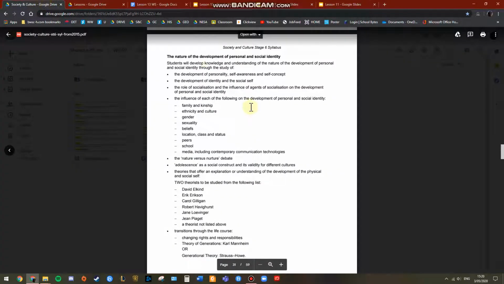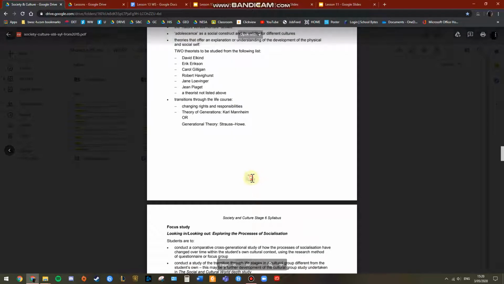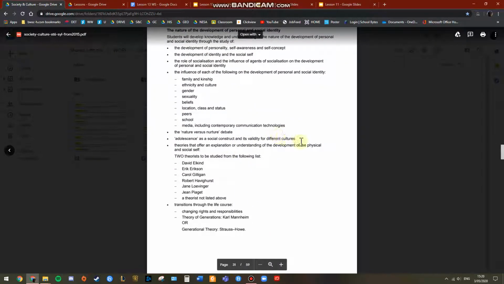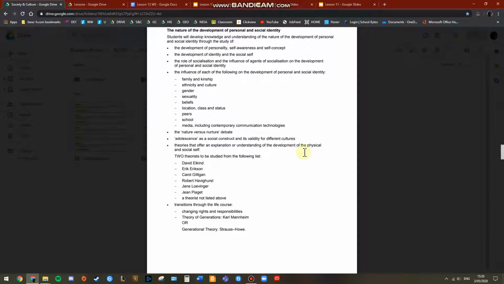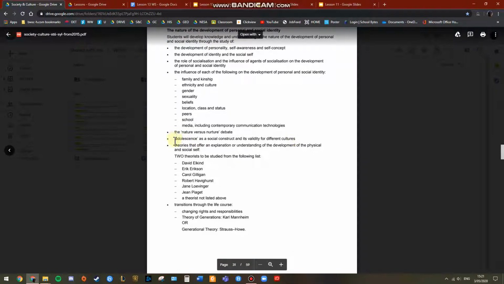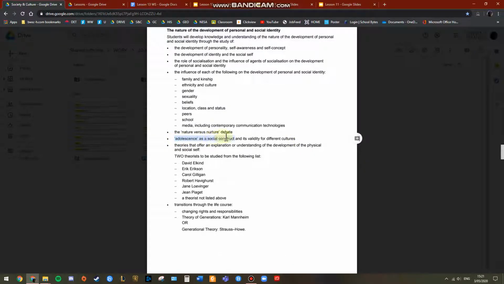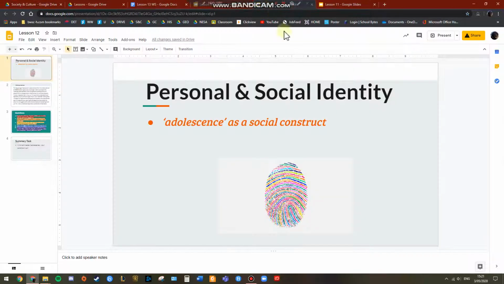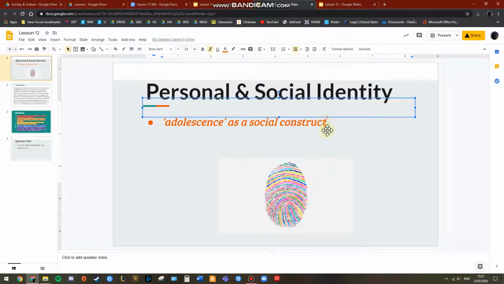So first of all, go to page 31 of your syllabus. Add the dot point. The dot point is just below the nature and nurture. So adolescence is a social construct and its validity for different cultures. I might just add there.